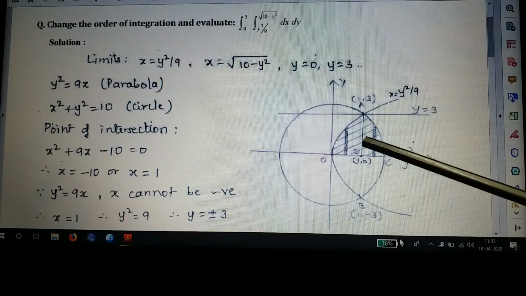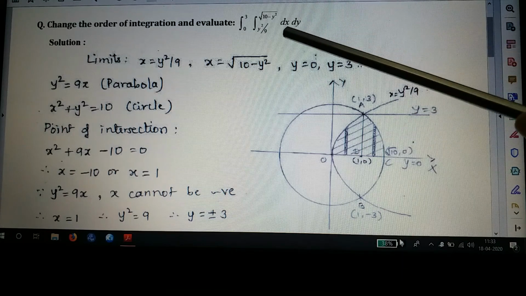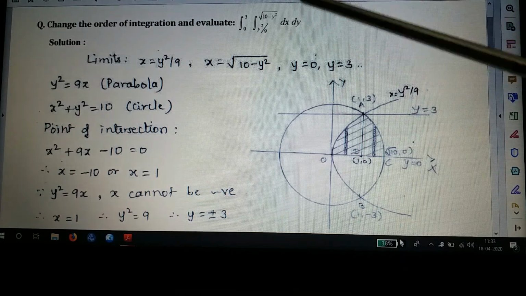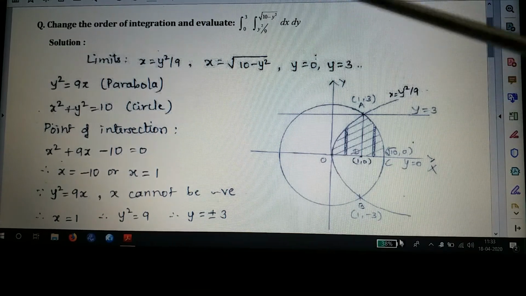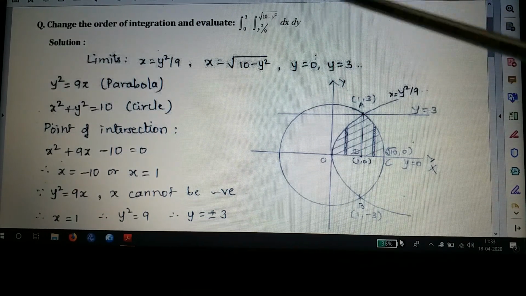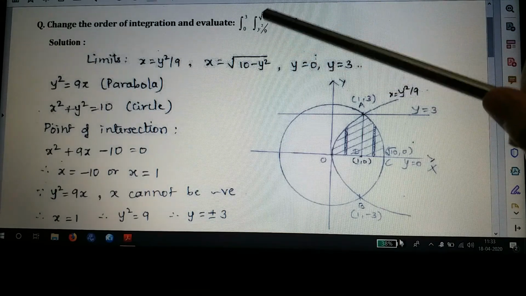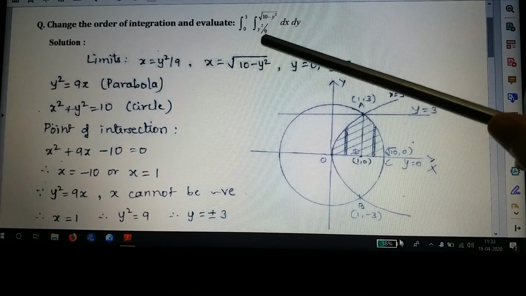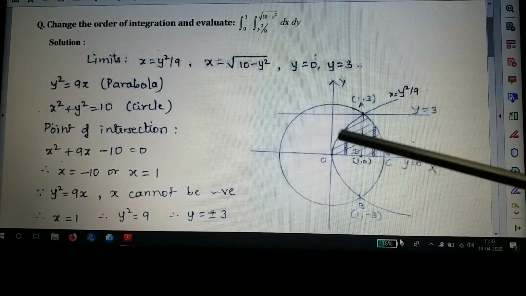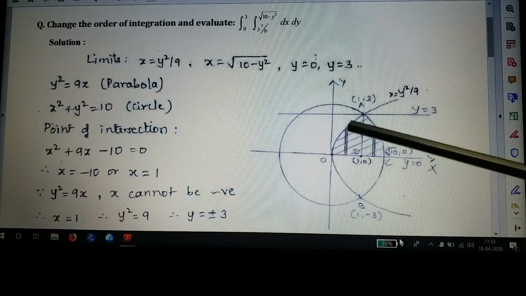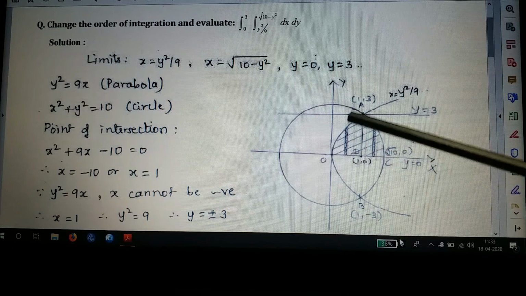Now that we have understood the region, we will go to the point where we have to change the order of integration. The original order is dx dy. We want to make it dy dx. To make it dy dx, we should get limits for y over here. To get limits for y, you have to take a strip parallel to the y-axis in the region. So we are going to take a vertical strip in the region.